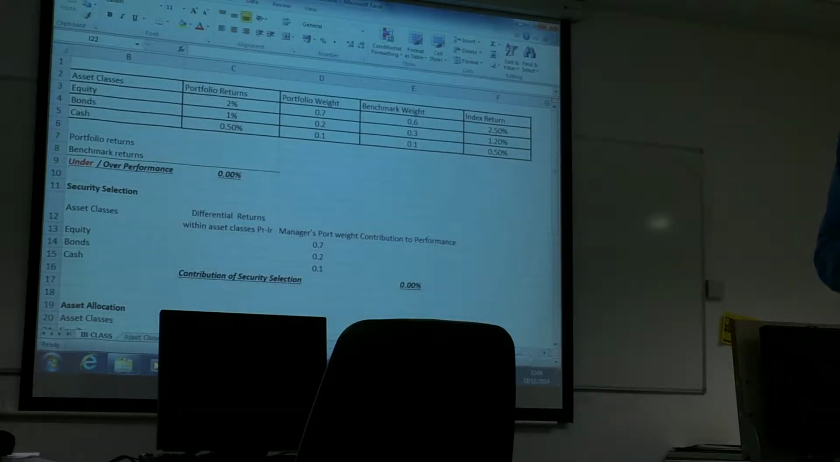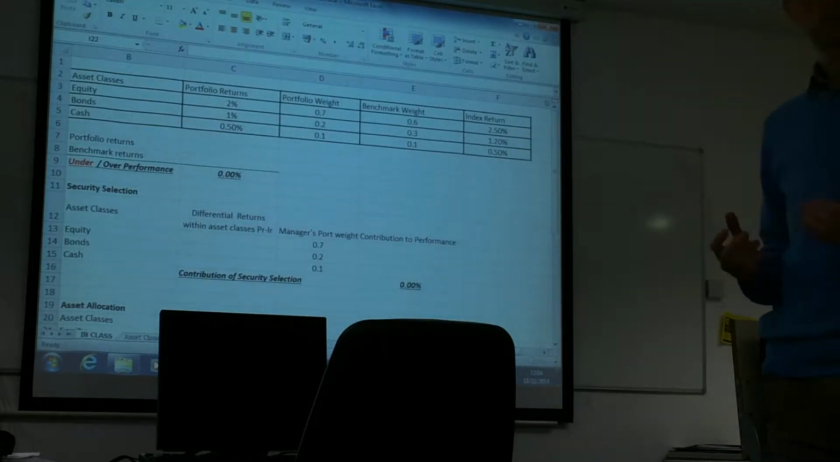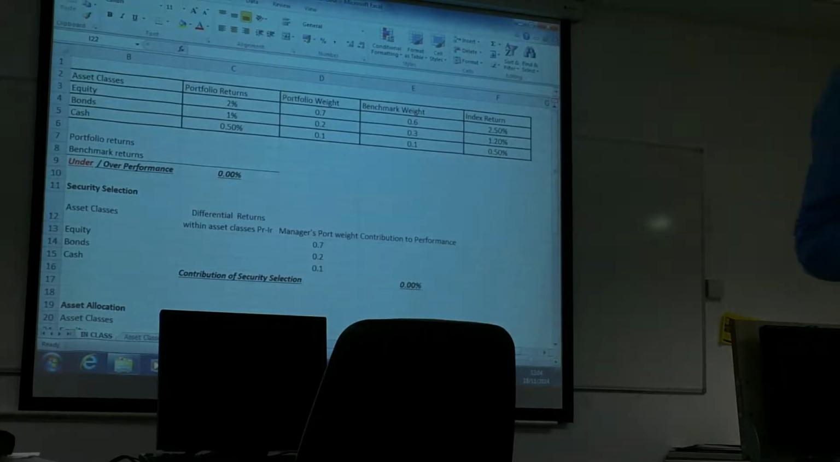And what we're essentially trying to do is work out how well did this person do. Okay, how good was this portfolio manager against the benchmark?